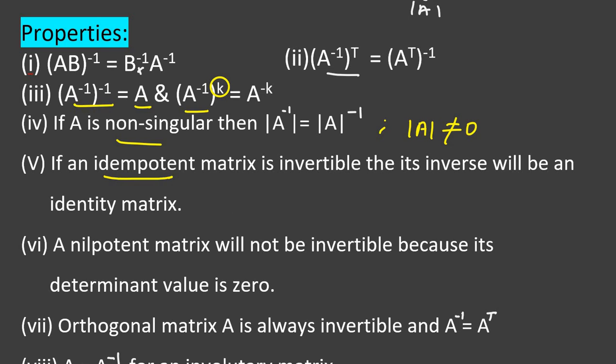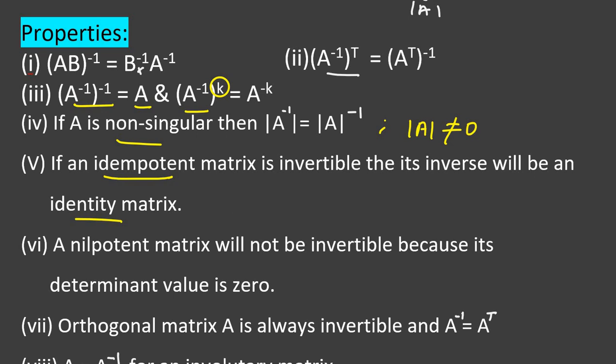Idempotent matrix: if A power n is equal to A and the determinant of A is either 0 or 1, then we say it is an idempotent matrix. For an idempotent matrix to be invertible, the inverse must exist. If an idempotent matrix is invertible, its inverse will be an identity matrix.